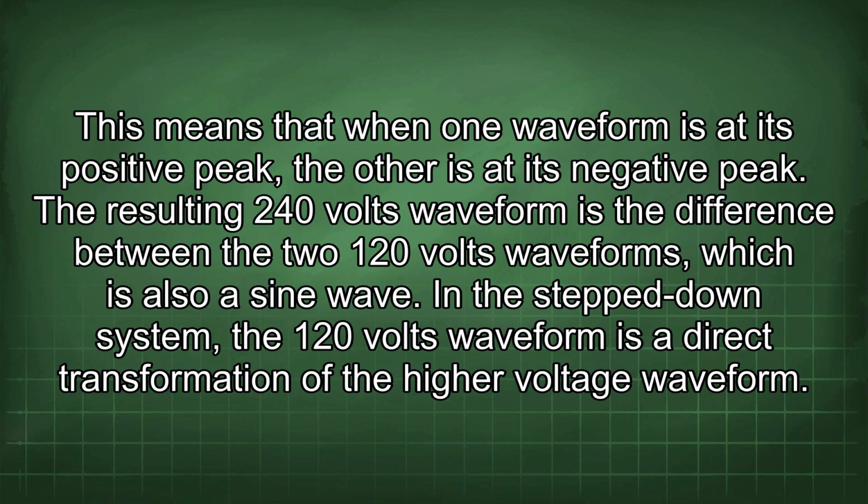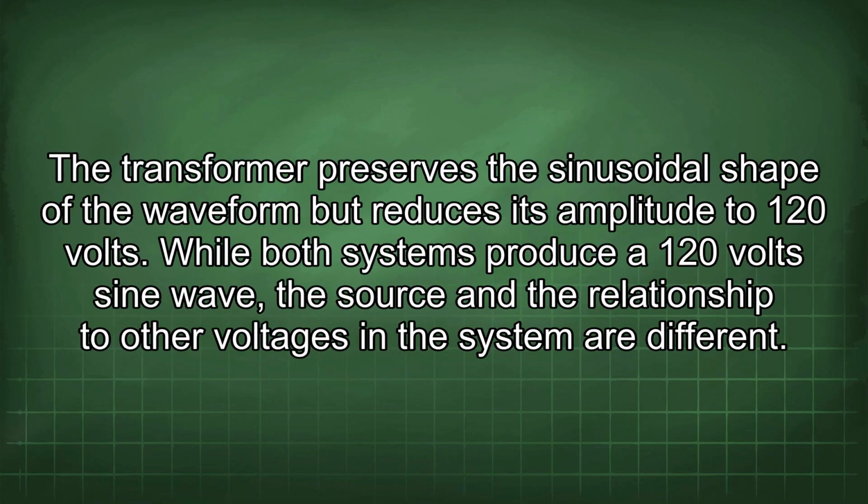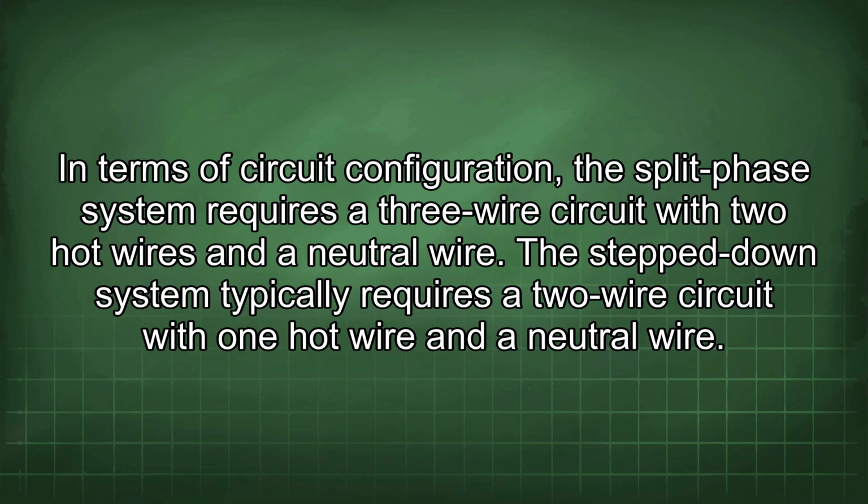In the step-down system, the 120 volt waveform is a direct transformation of the higher voltage waveform. The transformer preserves the sinusoidal shape of the waveform but reduces its amplitude to 120 volts. While both systems produce a 120 volt sine wave, the source and the relationship to other voltages in the system are different.